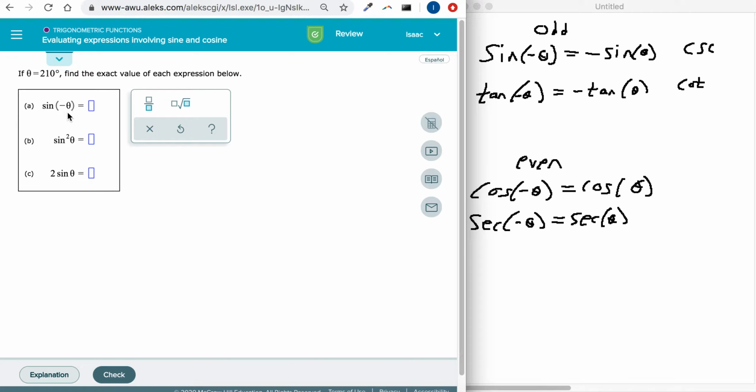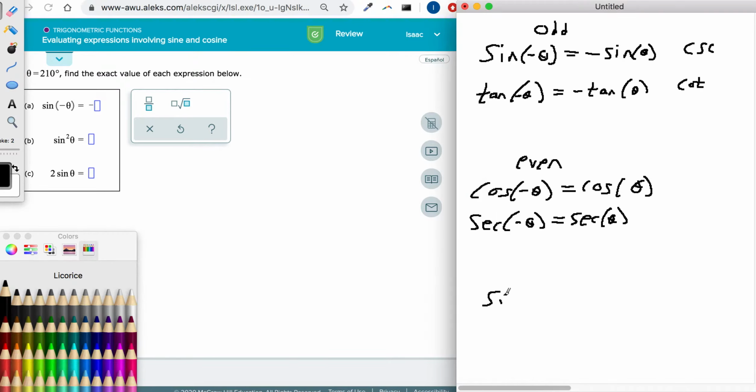Sine of negative theta. That means that's sine of negative 210 degrees. That's going to be negative sine. Let's just write it off over here. Sine of negative theta is the same thing as negative sine theta, right? So that's the same thing as negative sine, and plug theta right in there, 210 degrees.